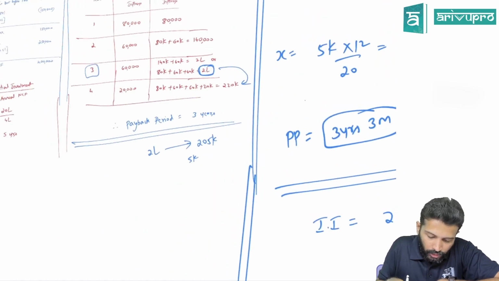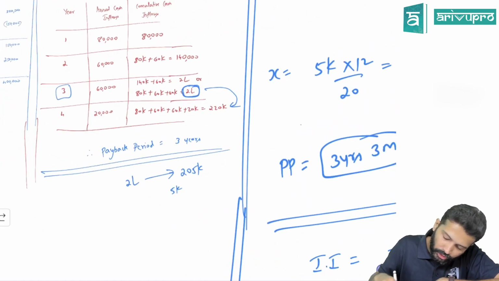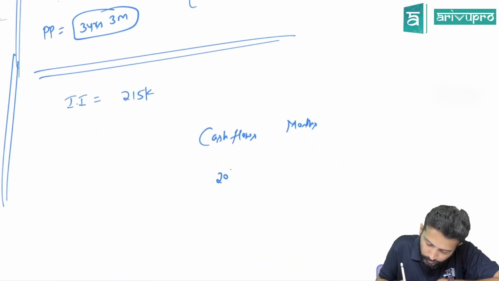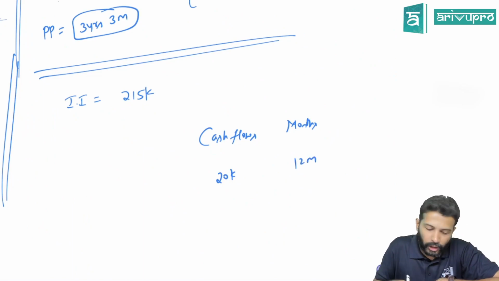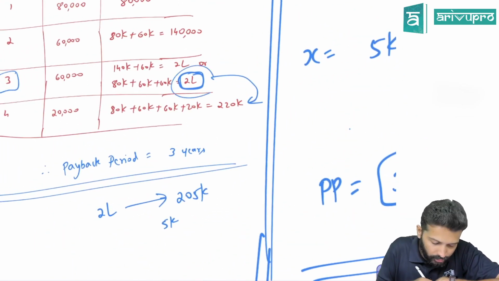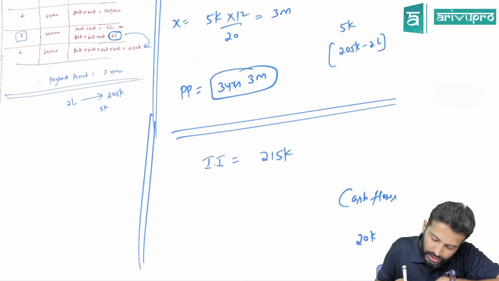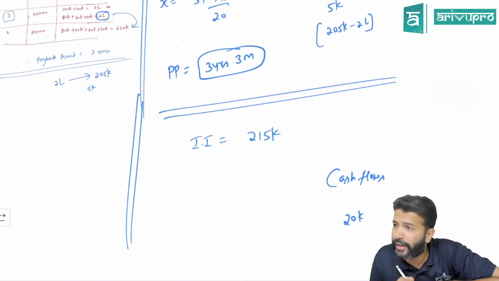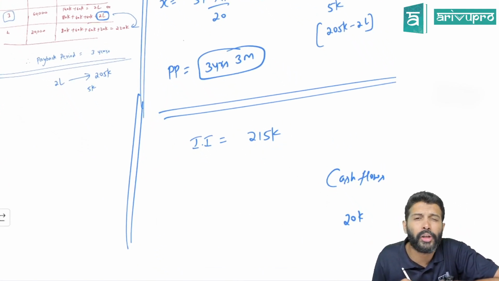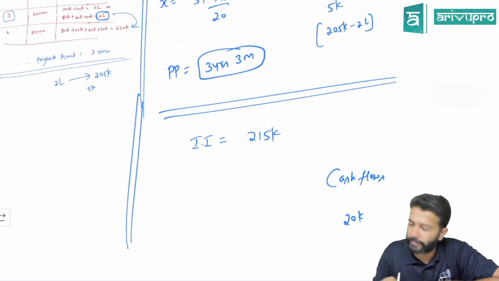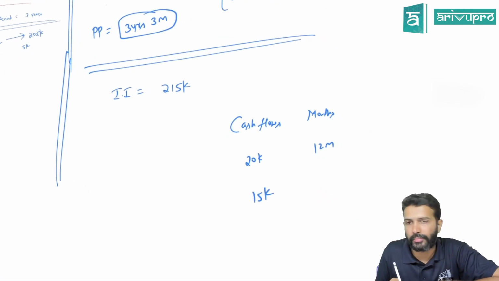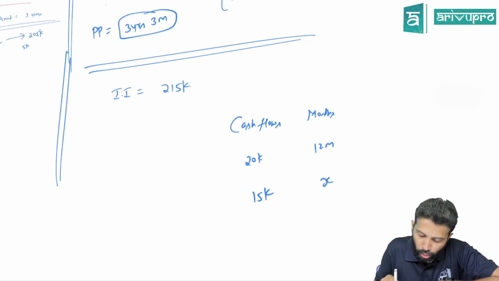To earn the 20,000, this 20,000 you're taking for the whole year, no? That is 12 months. Up to 3 years, you have already earned 2 lakh. But your initial investment is 2,15,000. So how much more do you need to earn to recover your investment? 15,000 more. Yes, to earn 15,000 more, how many months will you take?